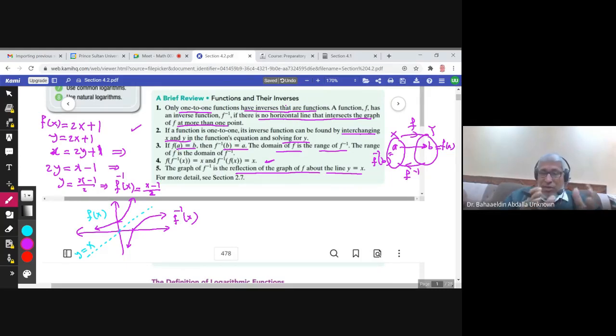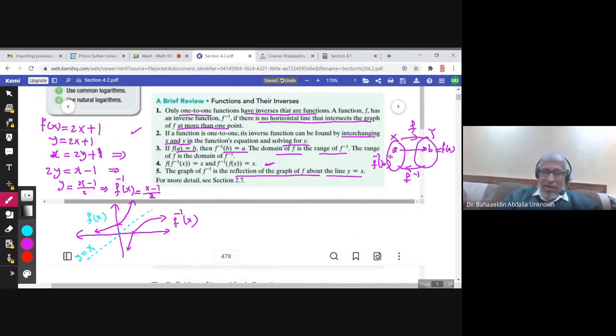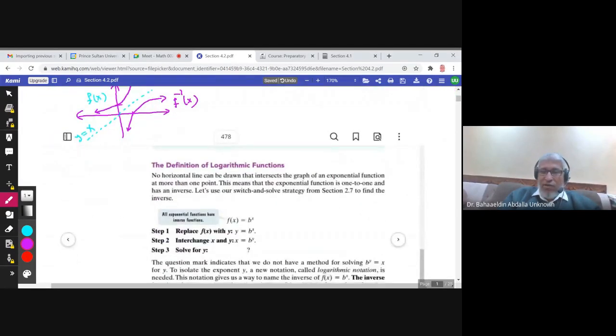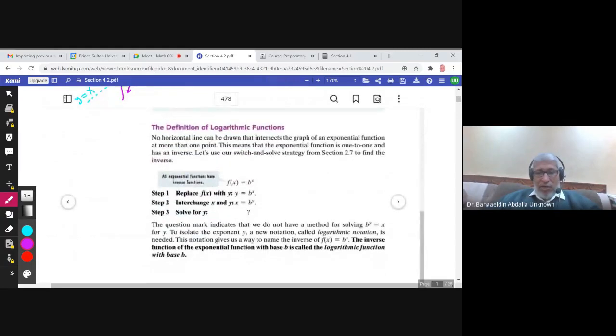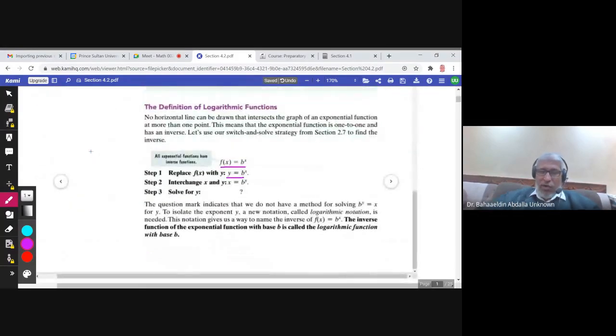It's very important to understand all of them because we will use this now to find the graph or the definition of f inverse. So let us start with the definition of the exponential function, f of x equals b to the power x. To find the inverse, we replace f of x by y. So we write y equals b to the power x. Then we interchange x and y, so I write x equals b to the power y.